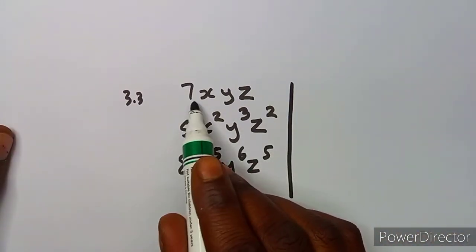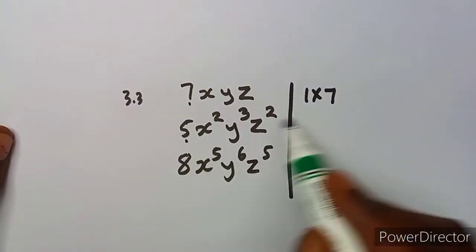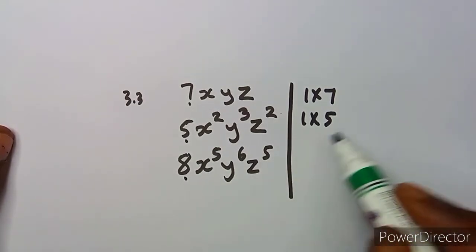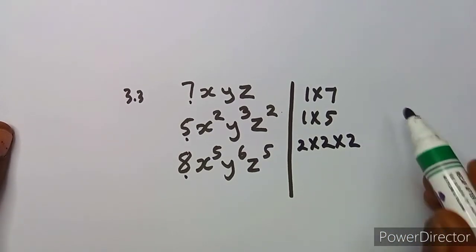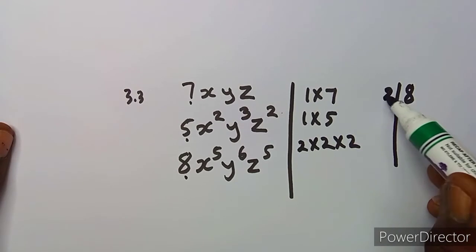So in this case, there is nothing that you can do on 7 and 5. 7 is just 1 times 7, 5 is just 1 times 5, but the factors of 8 are actually 2 times 2 times 2. If you multiply these numbers, you're going to obtain 8. How do you determine these numbers? Actually, let's just do this using t.